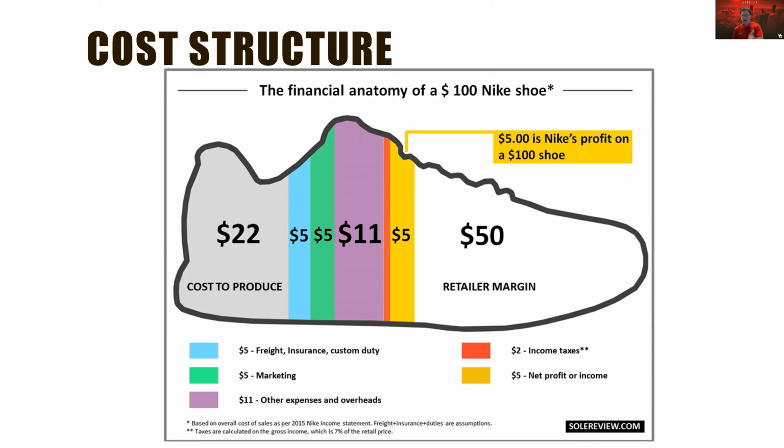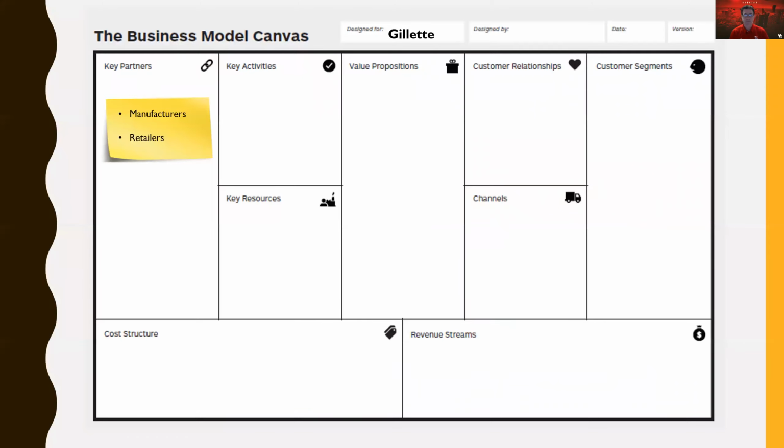I'm not going to get into this in too much detail, but I think it probably surprises you when you see how much of it is sliced up. It's $22 to produce the shoe, $5 for freight, insurance, and custom duties. They spend $5 on marketing, $11 on other expenses and overhead, and $2 on taxes. $5 becomes their net profit or income, because there's that $50 section that is stuck out there with the retailer, which is why online selling is so important to a store like Nike.